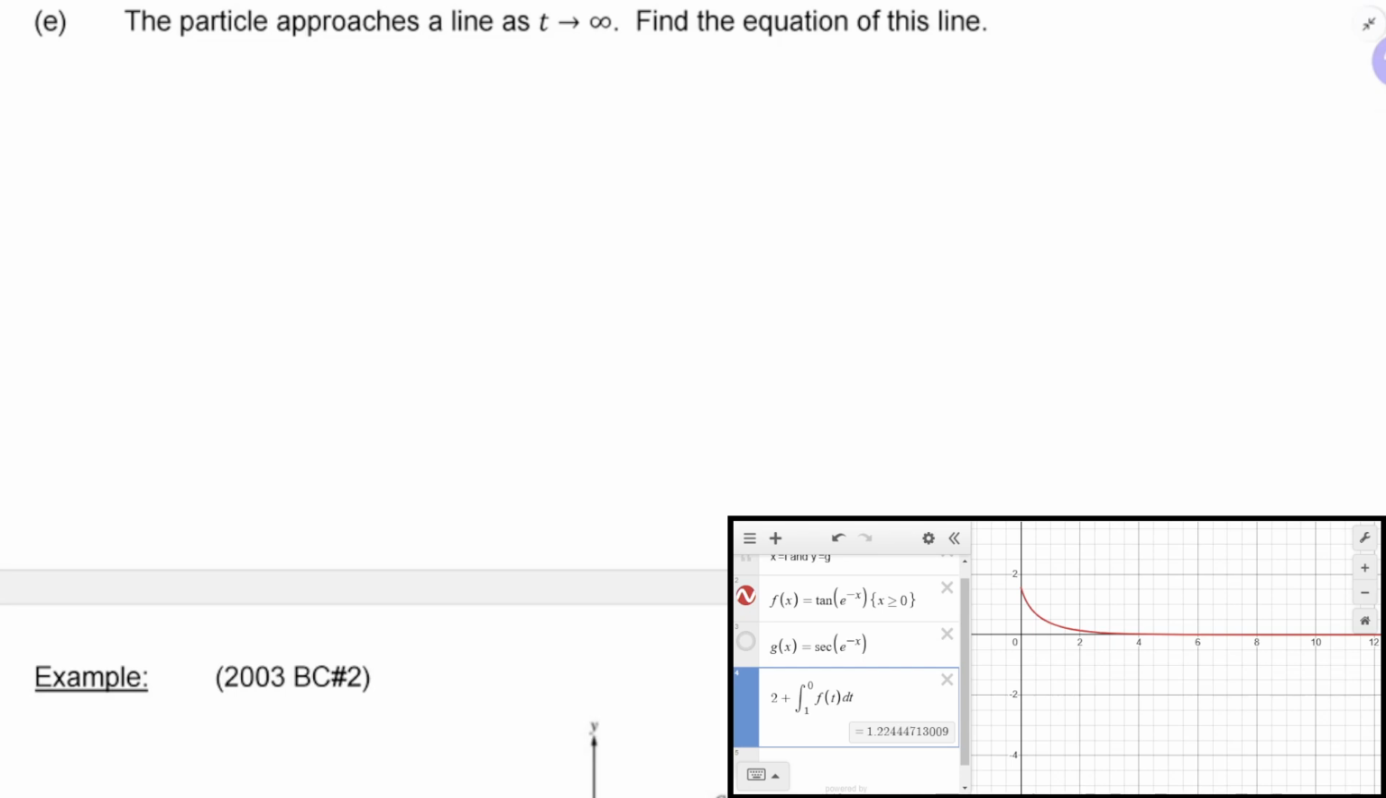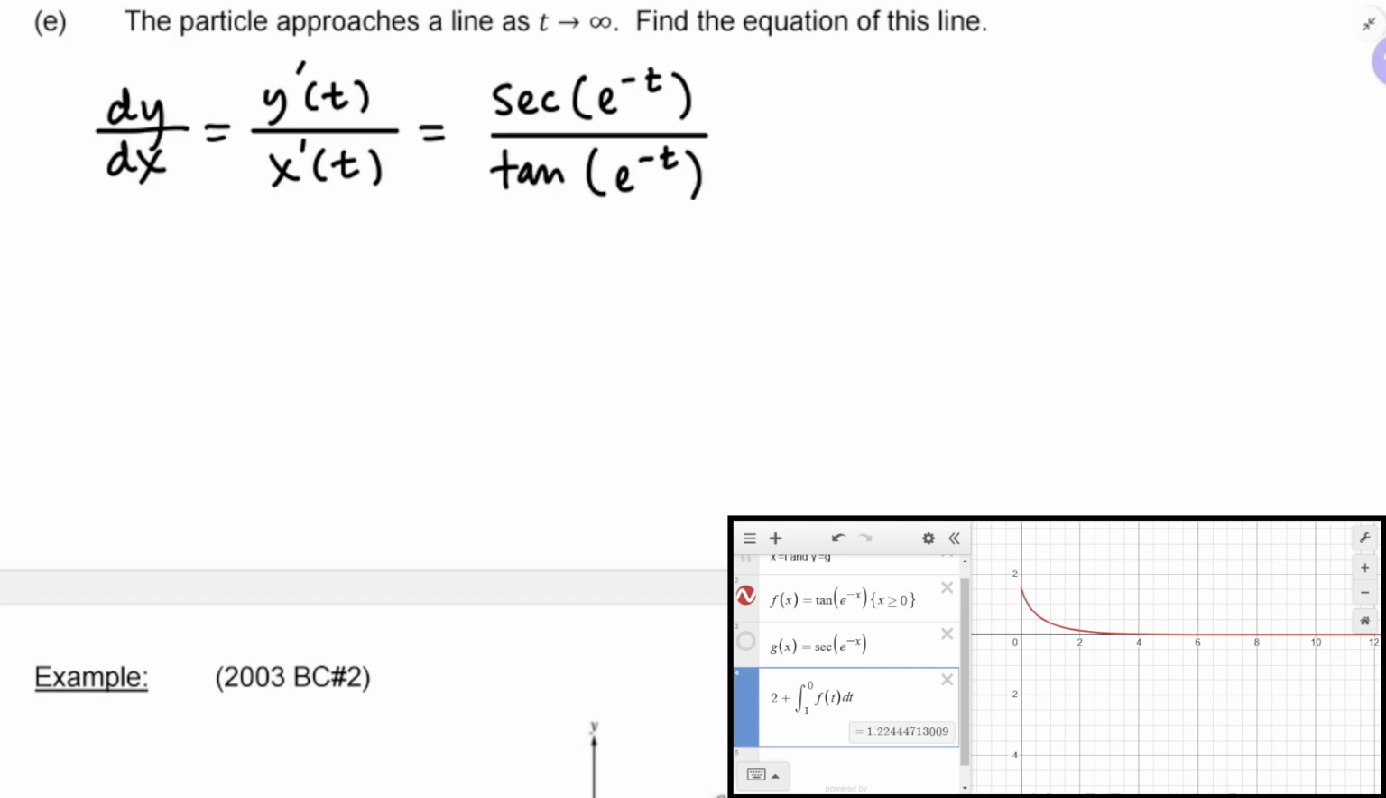Okay, so now for the last part, and this may exceed the scope of AP Calculus, actually finding the equation of the line, the slope of the line as t approaches infinity. I've seen that one before, but this one is doable, and I found it interesting, so we can do it. What we're going to need to do is start with the slope. So dy/dx is y prime of t over x prime of t, and we've got an equation for that. That's secant of e to the negative t divided by tangent of e to the negative t.